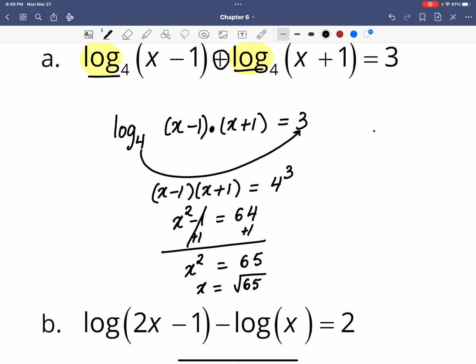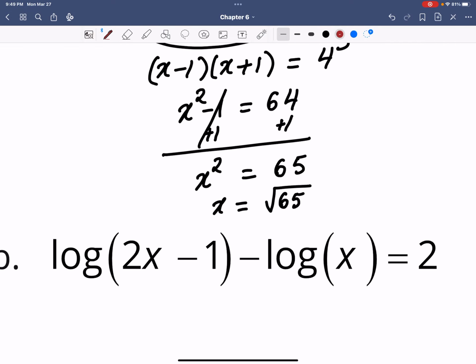You will have a positive square root of 65 and you'll have a negative square root of 65. But I'm only going to take the positive because keep in mind, I cannot have a log of a negative number. When I plug the negative square root of 65 in here, this whole thing becomes negative and that does not work. Okay, so I only take the positive square root of 65.